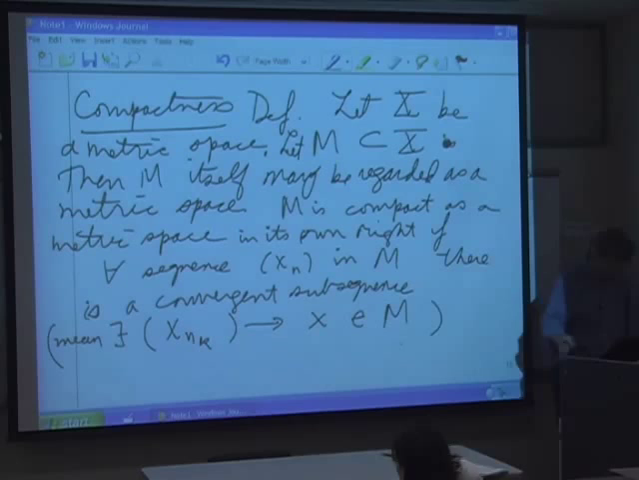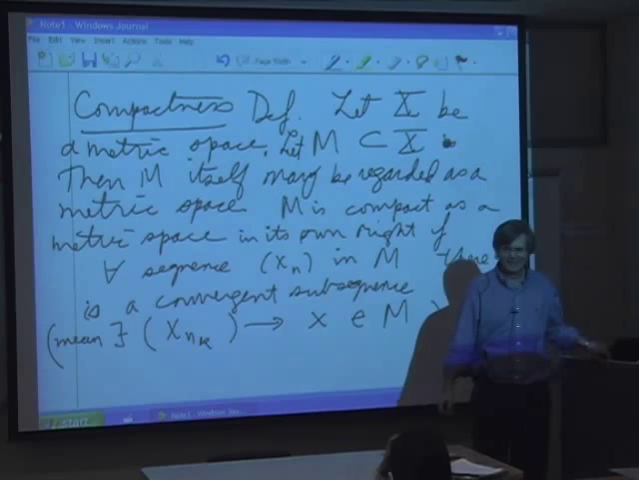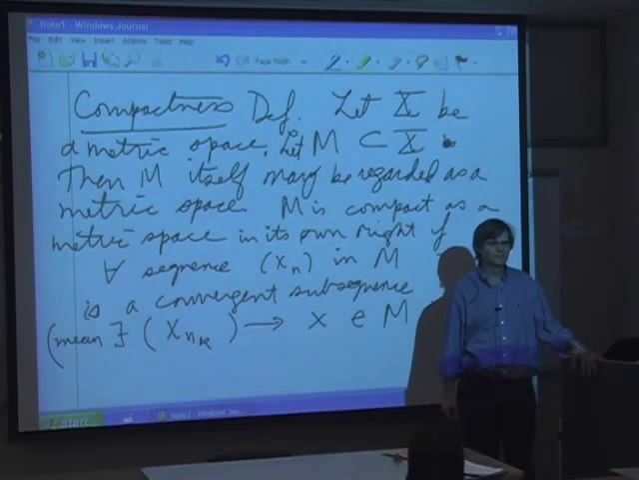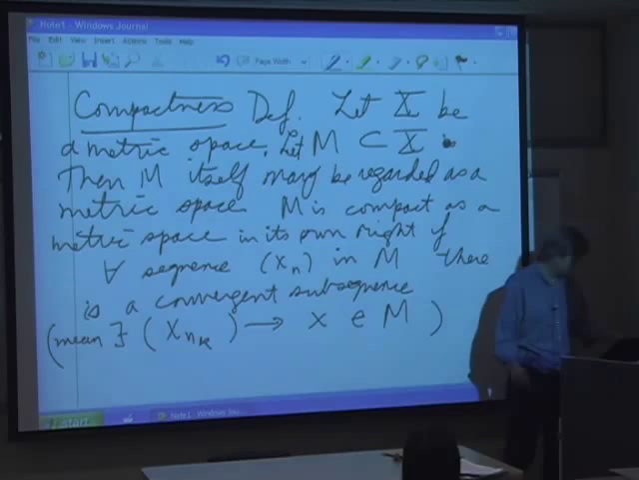For every sequence in M, there's a convergent subsequence. Of course, it's a different subsequence each time. In other words, it's not always the same n sub k's. There exists some subsequence. Hope that's clear enough. That's called sequential compactness. But that's the definition that we need in this course. Okay.